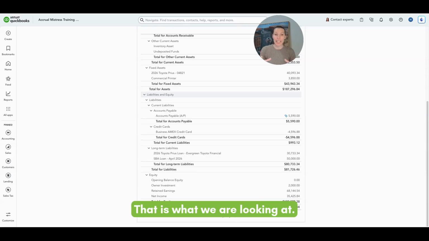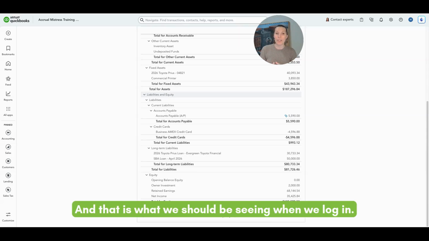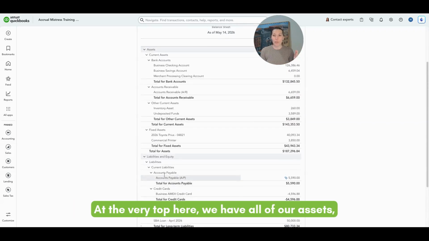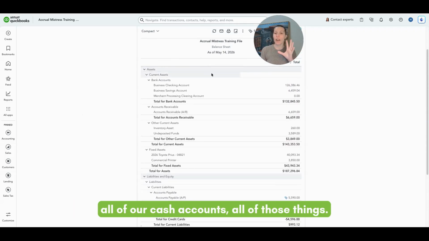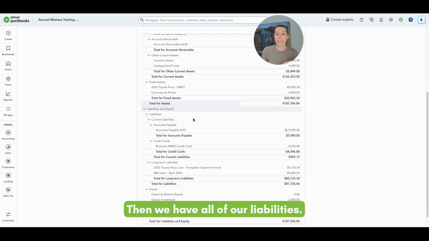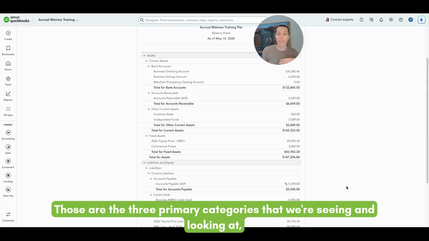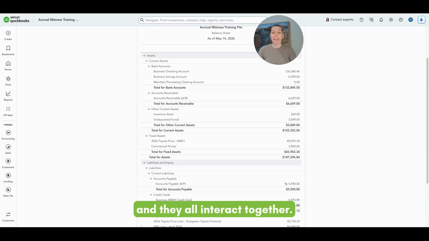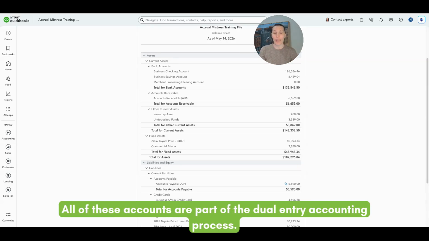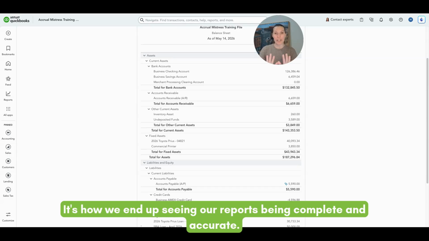That is what we are looking at, and that is what we should be seeing when we log in. At the very top here, we have all of our assets, all of our cash accounts, all of those things. Then we have all of our liabilities. And then finally, we have this bottom equity section. Okay. Those are the 3 primary categories that we're seeing and looking at, and they all interact together. Okay. All of these accounts are part of the dual entry accounting process. It's how we end up seeing our reports being complete and accurate.